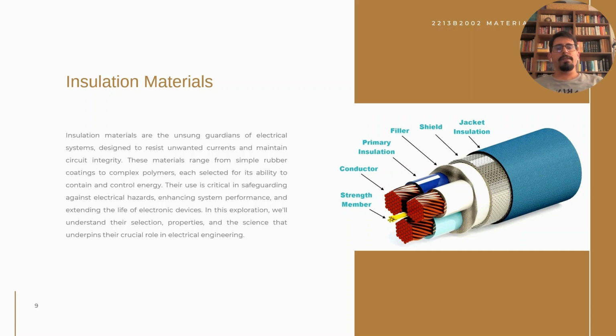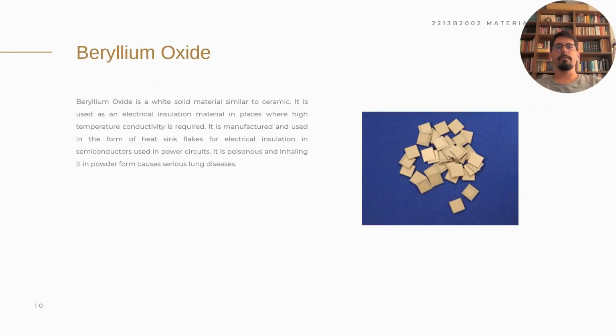We use these materials to protect people and devices from electric hazards, keep systems performing reliably, and make sure electronics last longer. In this section, we are going to break down how these materials are selected, what makes them special, and the science behind how they work so effectively in the world of electrical engineering.